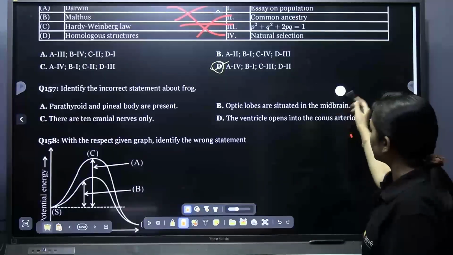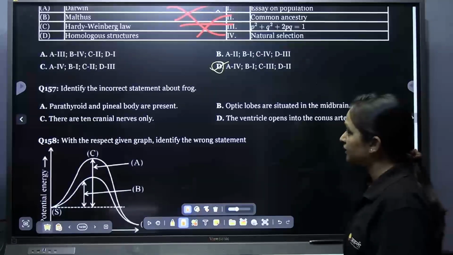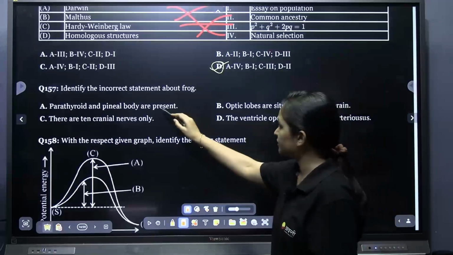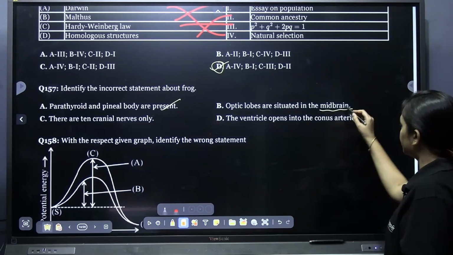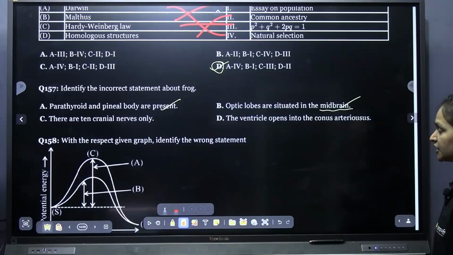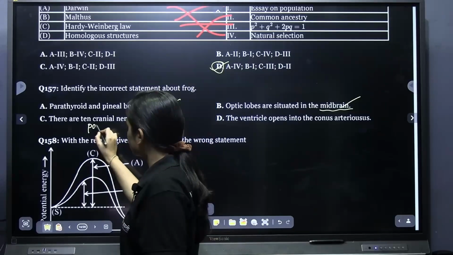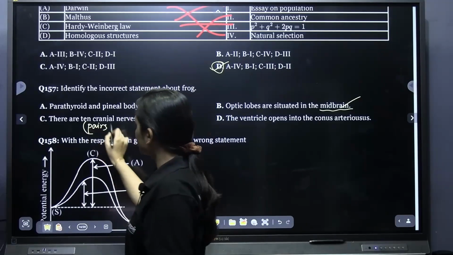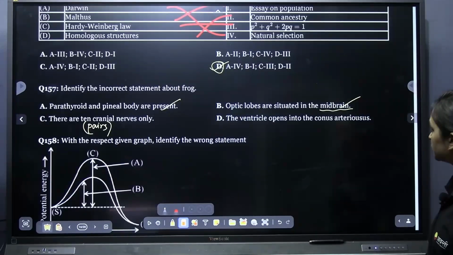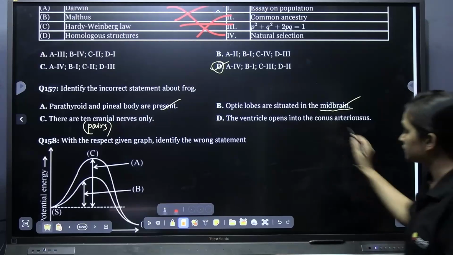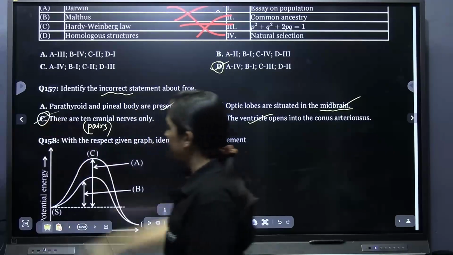Identify the incorrect statement about the frog. Parathyroid and pineal gland in the body is present. Yes, it is present. Optic lobes are situated in the midbrain. Yes, midbrain, it is correct. There are 10 cranial nerves only. It should actually be 10 pairs of cranial nerves. The ventricle opens into the conus arteriosus. Yes, this is also correct. We need to find the incorrect statement, which means C is the incorrect statement.